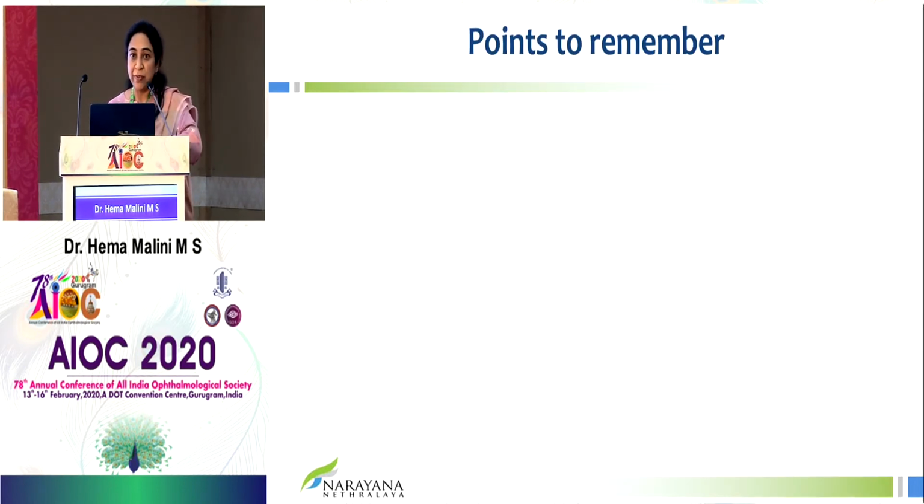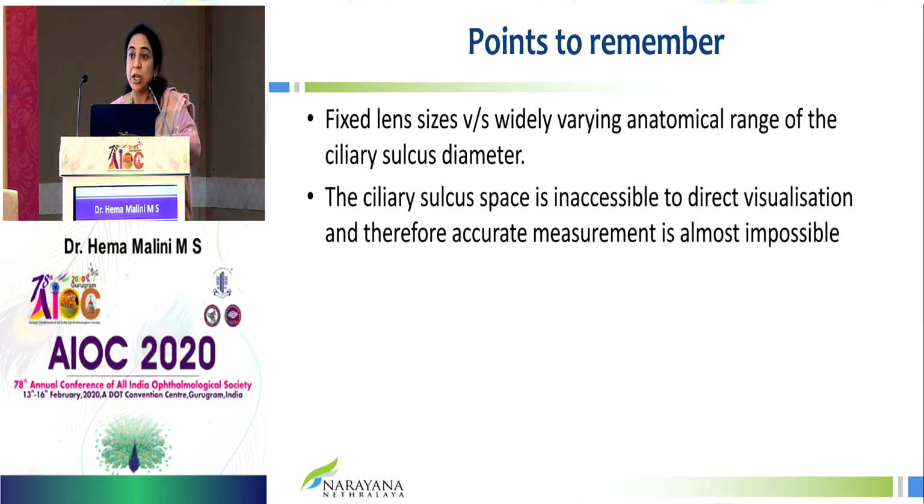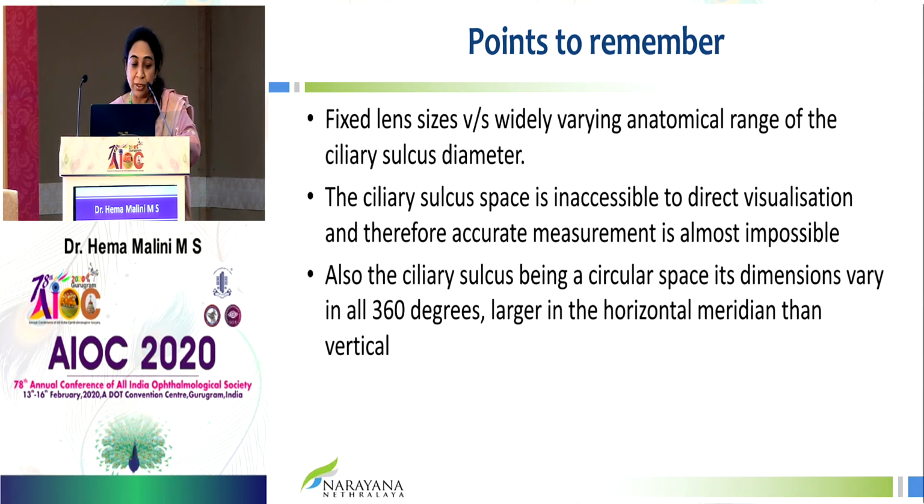So before we go into detail about the sizing part of it, what are the few important points that we need to remember? First, we need to realize that most of these phakic lenses come in fixed sizes. So we are dealing with fixed lenses versus the varying anatomical range of the ciliary sulcus, which can be different for different individuals. And then we all know the ciliary sulcus is inaccessible to direct visualization, and therefore accurate measurement of the parameters is almost impossible.